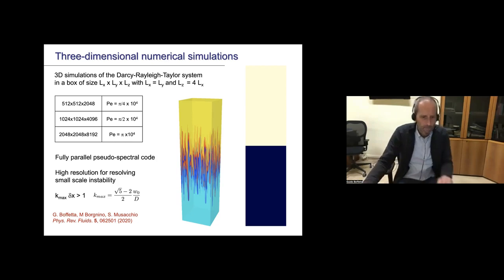Okay, I have a quick question. Did you consider stochastic random fluctuations at the interface, or is the interface completely deterministic? No, at the beginning, to trigger the instability, we put some random noise on the interface. This helps to trigger the instability.